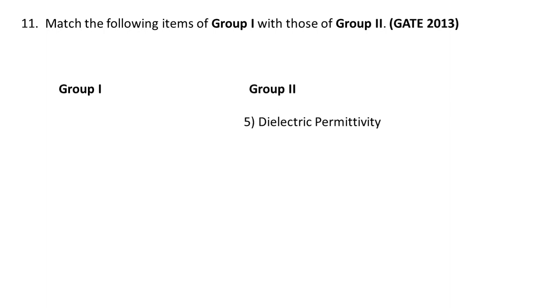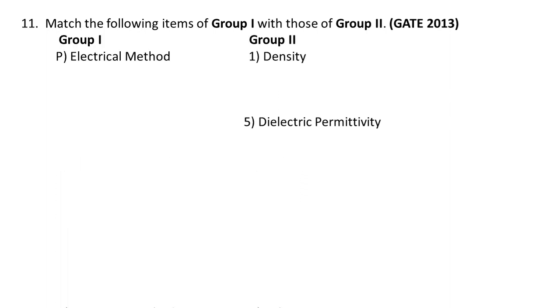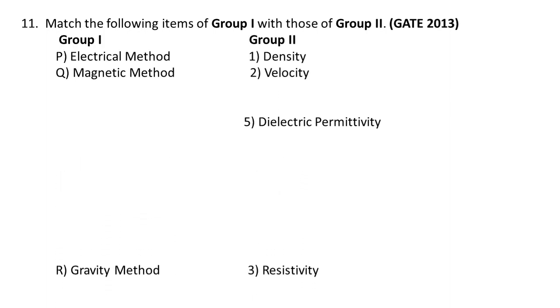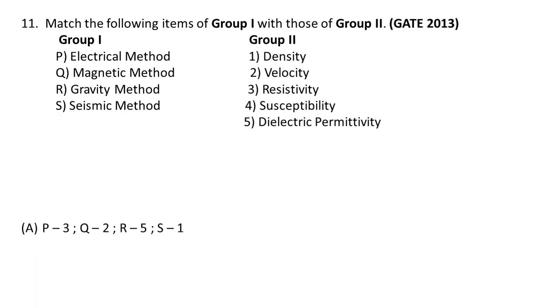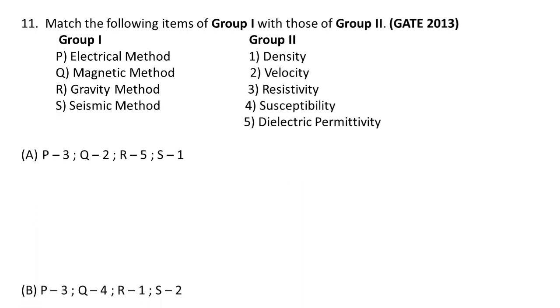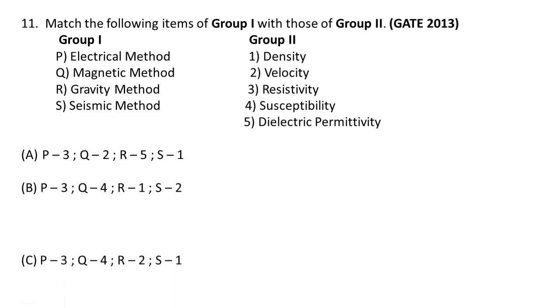So, here we have to match the following items of group 1 with group 2. In group 1, electrical method, magnetic method, gravity method, seismic method are given. In group 2, density, velocity, resistivity, susceptibility, dielectric permittivity are given. The choices A, B, C, D are given.